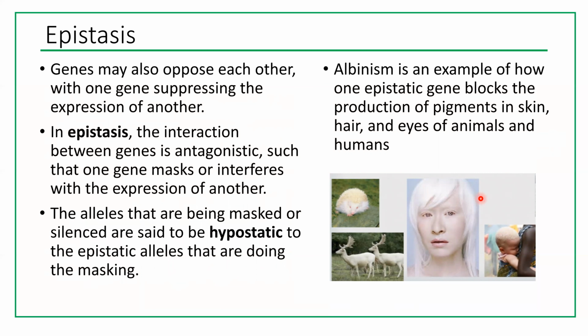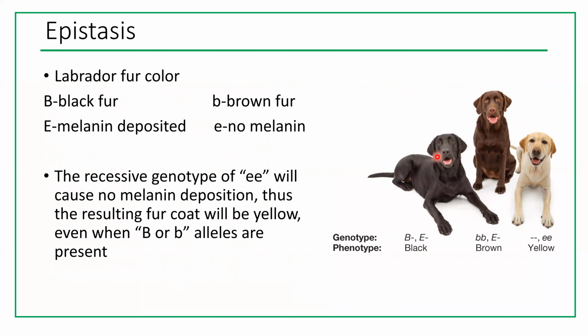An example of epistasis would be albinism. Albinism is an example of how one epistatic gene blocks the production of pigment in skin, hair, and eyes of animals and humans. So let's look over here. This explains epistasis in dogs. This is Labrador coat color, where black is dominant and brown is recessive. So far it's easy: big B for black, little b for brown. So here's black, here's brown.